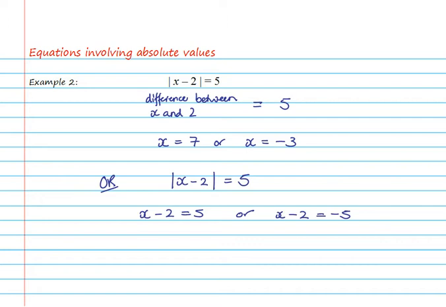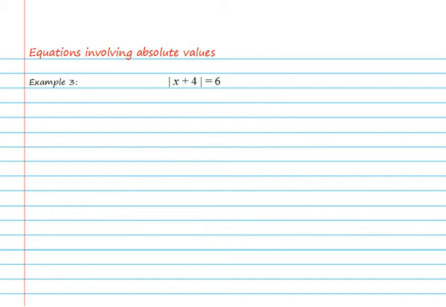And so then we have two simple equations to solve. Adding 2 to both sides gives x equals 7 and x equals negative 3. And we get the same solution we obtained by a slightly different method earlier. So now let's think about this. This is a little harder to interpret in the way we did initially with the previous example.